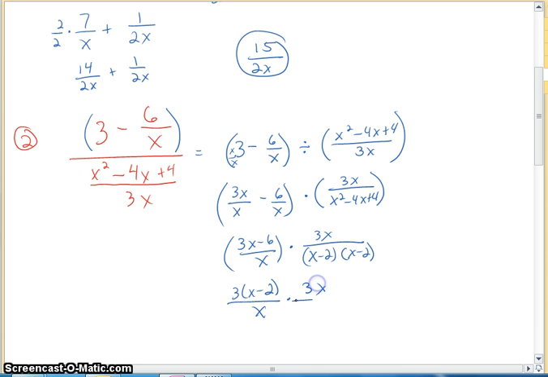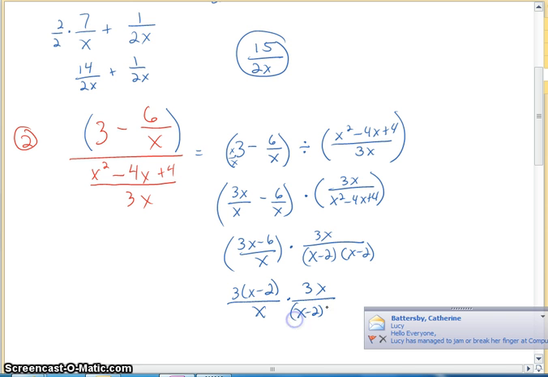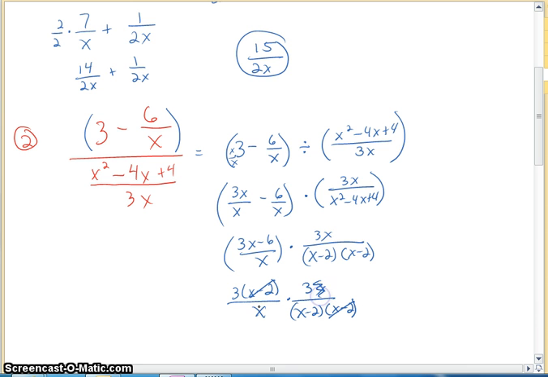Now I want to reduce. So one of the x minus 2's will reduce. The x and this x will reduce. So I'm left with 9 over x minus 2.